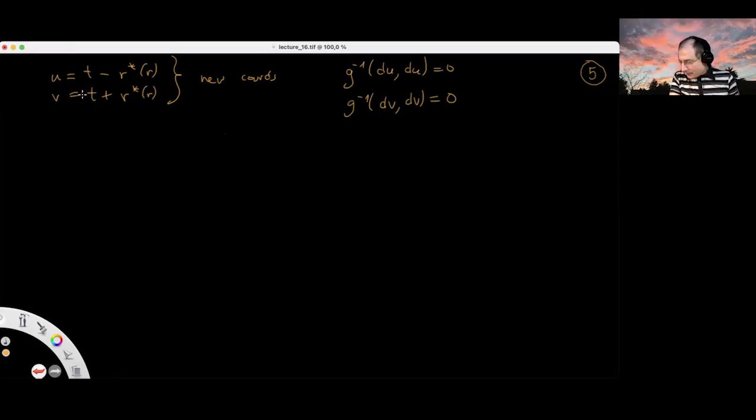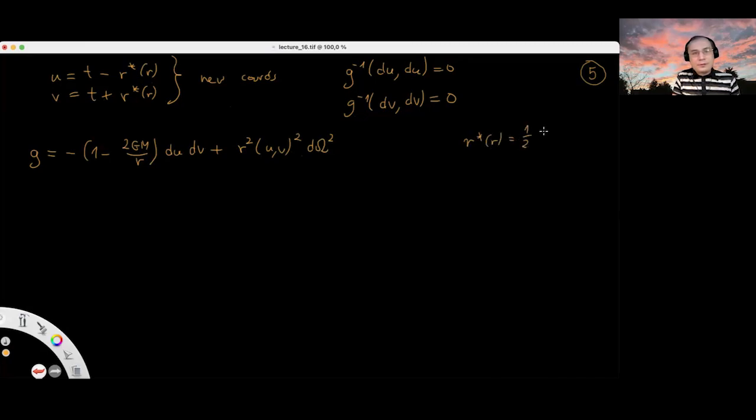And now the metric in the new coordinates, I will spare you the exact calculation, but in the end, this Schwarzschild metric has the form of minus (1 minus 2GM over r) du dv plus r squared of (u, v) d omega squared. And that's it. So here we have r, but we consider r a function of u and v given by r star of r is equal to half of (v minus u). Now this gives you implicitly r as a function of u and v, except that we have to invert this ugly relation between r star and v minus u, which we can do only numerically. So here we consider r not a coordinate, but rather a function of u and v given implicitly here. Okay, so in the new coordinates, this is the form of our metric.